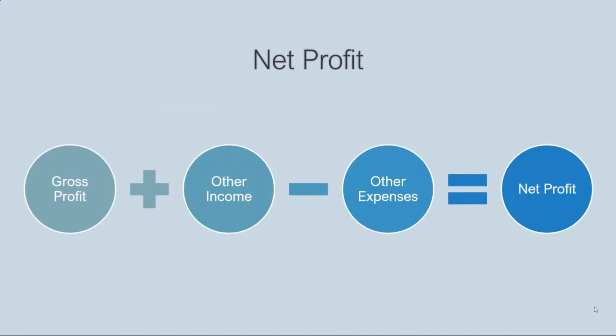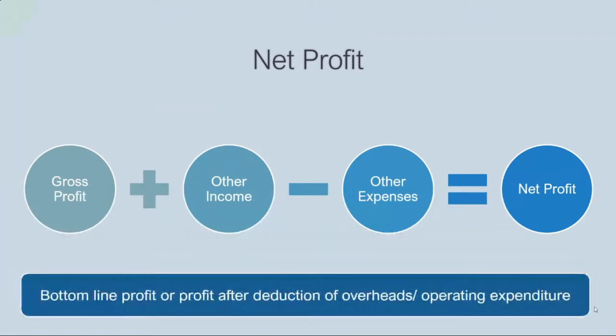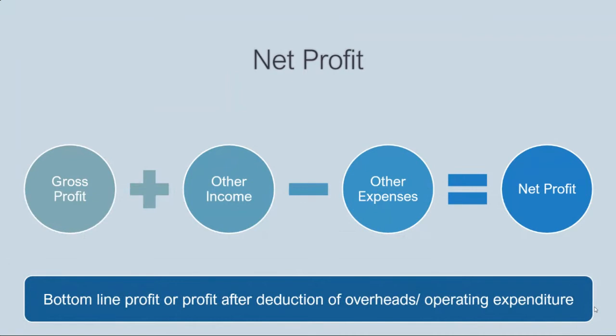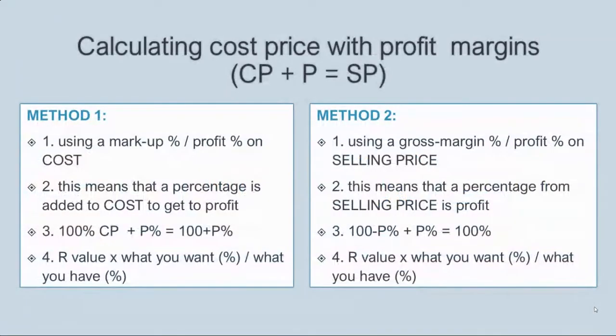So net profit, just a reminder what net profit is. Your net profit is your gross profit plus any other income that you've earned less any other expenses, which would give you your net profit. So that is basically your profit after you've taken into account all overheads, all operating expenses. It's important to know the difference between the two profits for a question when they ask you this, or if they ask you to explain what is the difference between the two.